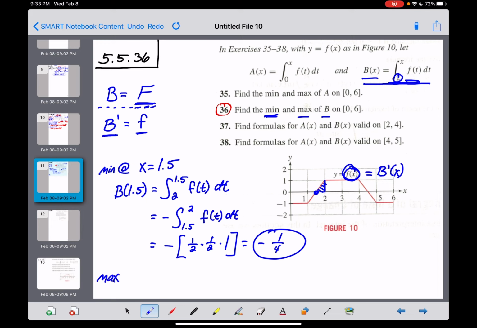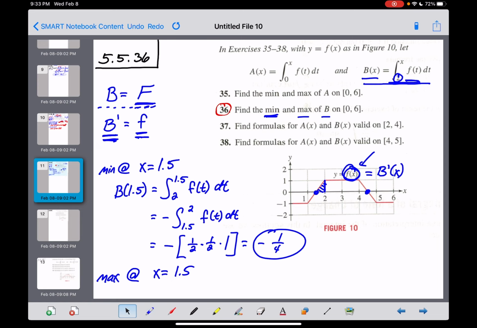And a max occurs when the derivative of a function, b prime or f, this graph right here, changes from positive to negative. That still happens right here. So the maximum once again occurs at x equals 1.5.